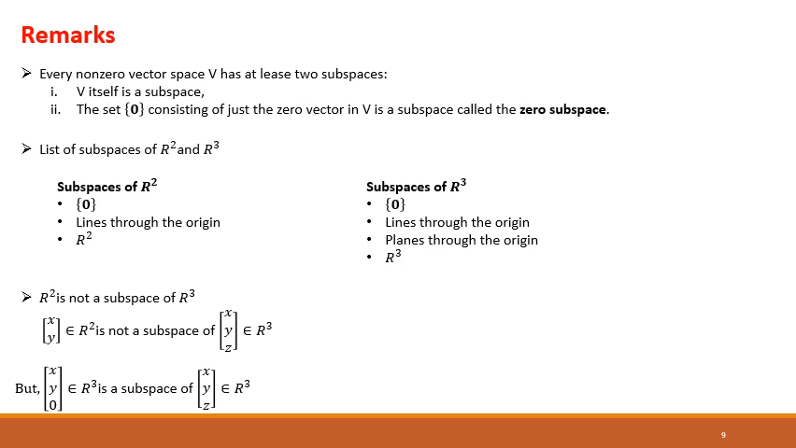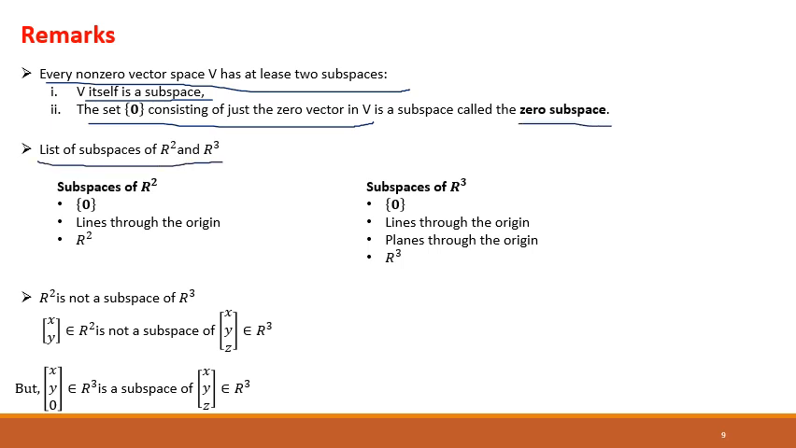Remarks. Every non-zero vector space V has at least two subspaces. V itself is a subspace, and second, the set {0} consisting of just the zero vector in V is a subspace. This is also known as the zero subspace. List of subspaces of R2 and R3. Subspaces of R2 include the zero subspace, lines through the origin, and R2 itself. Subspaces of R3 include the zero subspace, lines through the origin, planes through the origin, and R3 itself.